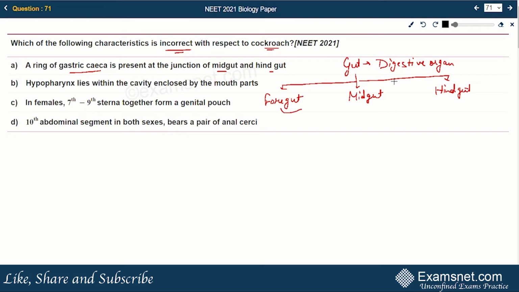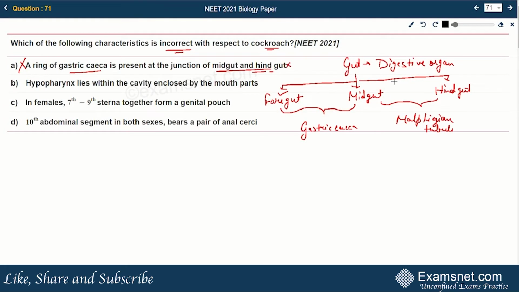Now at the junction of foregut and midgut, you will find gastric ceca or hepatic ceca, which is responsible for the secretion of digestive juices. Whereas at the junction of midgut and hindgut, what is found? Malphigian tubules. So the first statement is wrong. Why? Because the ring of gastric ceca is present at the junction of foregut and midgut, not at the midgut and hindgut.